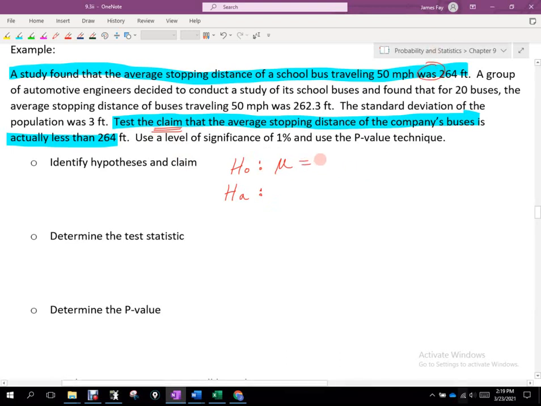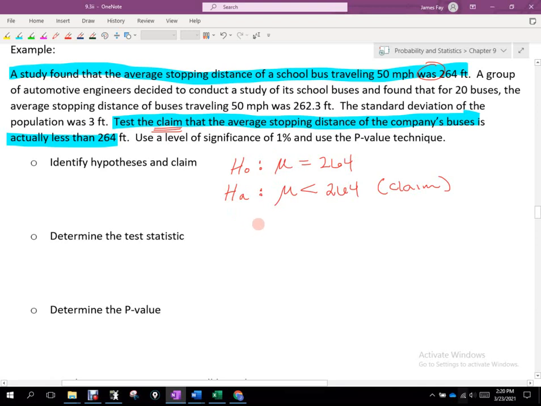That's what we're arguing as being the accepted stopping distance of this brand of school bus. Okay? The alternative hypothesis is saying that it's less than 264. So less than 264 would be that, and that is obviously then the claim. Is that okay? So we want to test this. We want to see if we should accept this, or I guess fail to reject it, or reject it. Okay? And does that then produce evidence to either support or not support our claim?